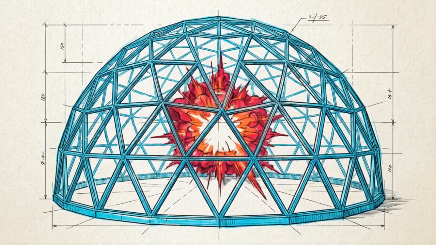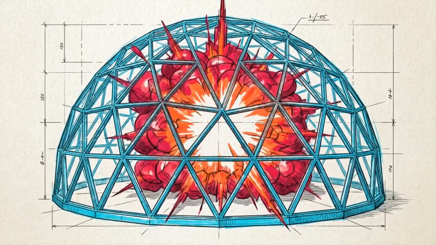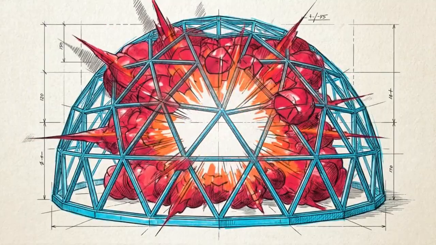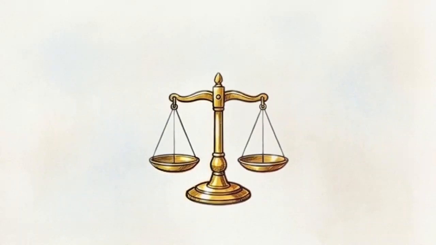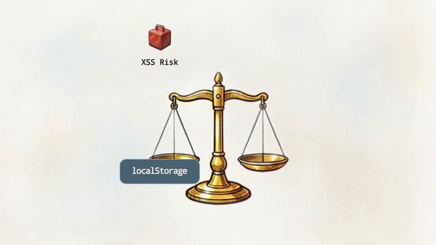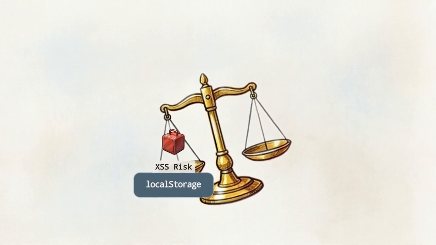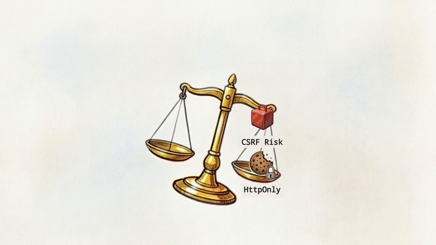A content security policy limits the blast radius of a successful XSS injection, making it a mandatory piece of your defensive architecture. Fixing XSS introduces a new architectural trade-off. Look at this balancing scale. Using local storage for authentication tokens leaves you exposed to XSS extraction, but swapping to an HTTP-only cookie shifts the risk entirely to cross-site request forgery.